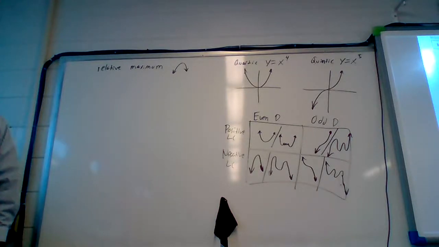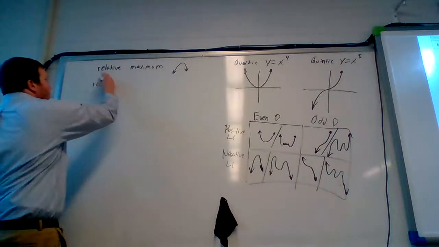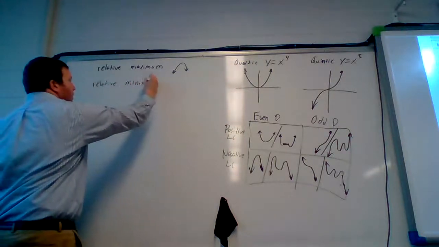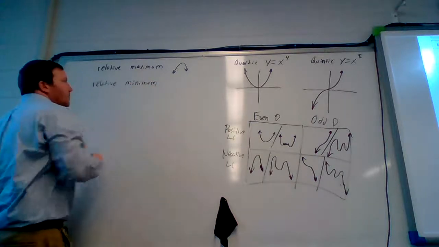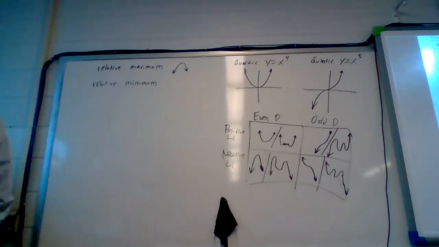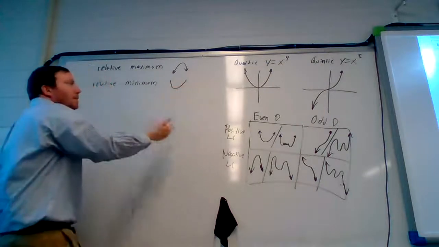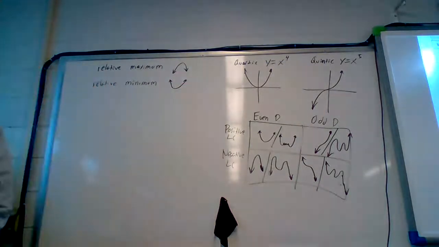If the turning point is lower than any nearby points, it is called a relative minimum. And that would mean we kind of have a valley, right? We have a low point compared to the things to the left or to the right of it.